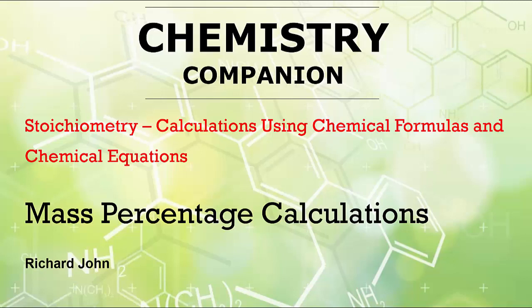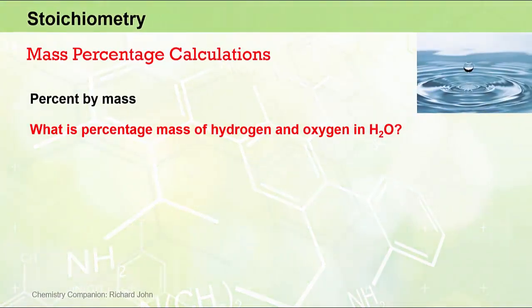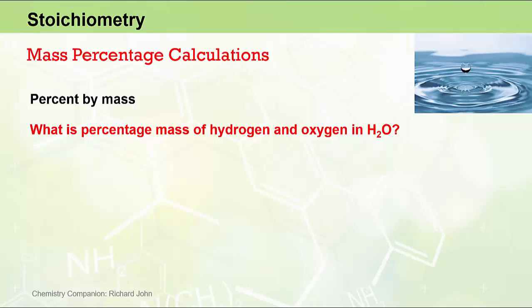In this video, we're going to carry out calculations based on the chemical formulas of substances, and in particular, we're going to look at calculating the mass percentage of each element in a compound. A typical problem you might get along these lines is shown here. What is the percentage mass of the elements hydrogen and oxygen in the compound water?